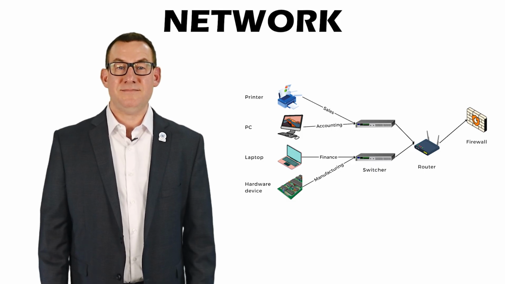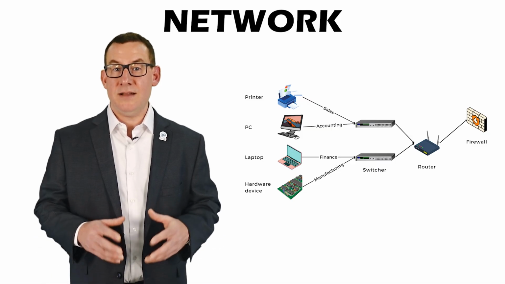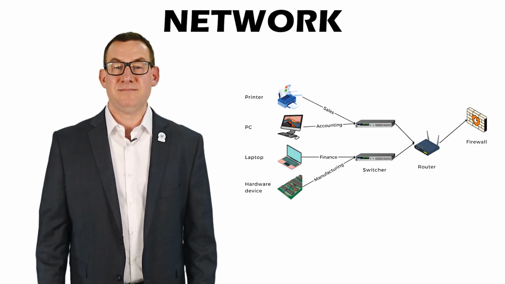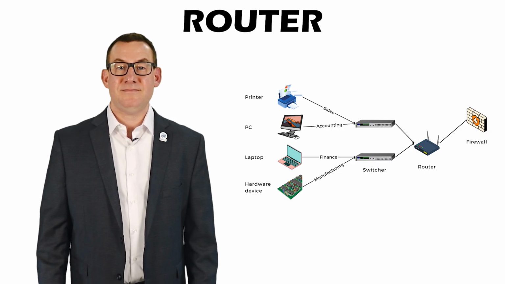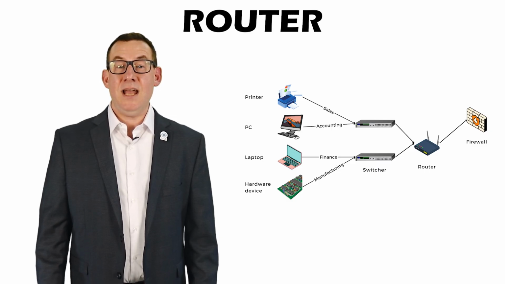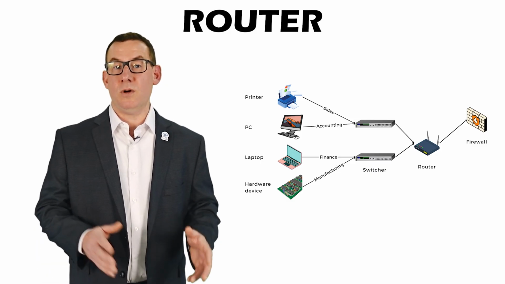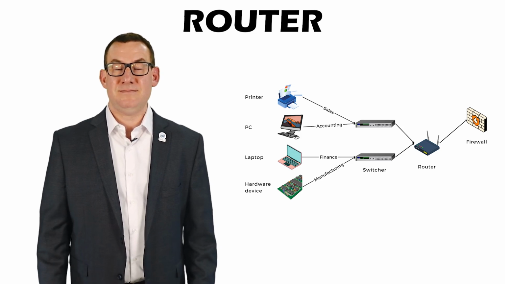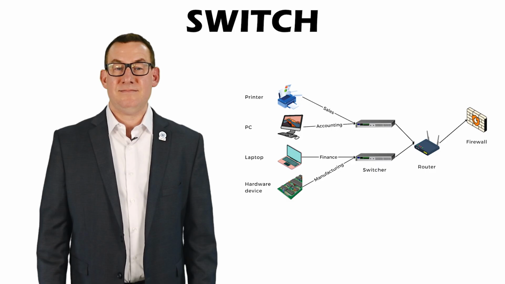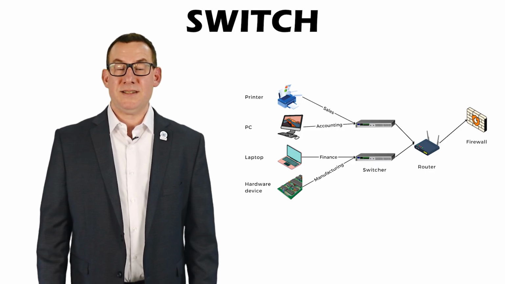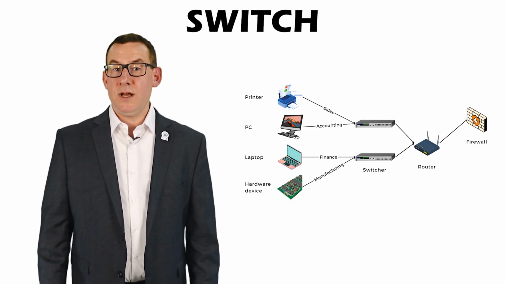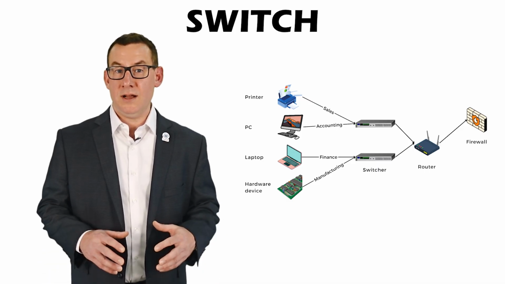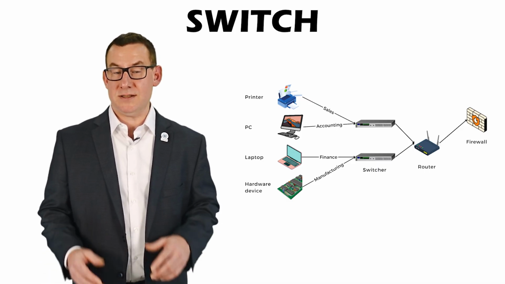A network. A network is a group of connected devices that share data and resources. A router. A router connects multiple networks and directs packets based on IP addresses. A switch. A switch connects devices within a network and routes frames using MAC addresses.